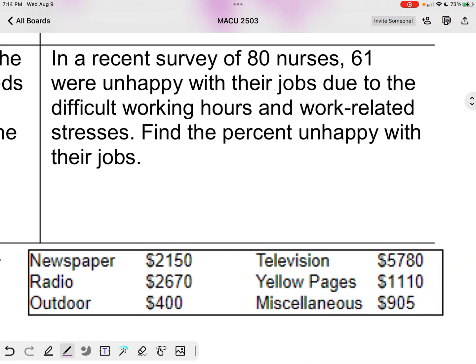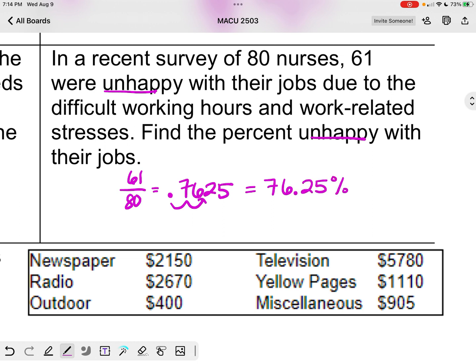In a recent survey of 80 nurses, 61 were unhappy with their jobs due to the difficult working hours and work-related stresses. Go figure, I'm so sorry for them. Find the percent unhappy with their jobs. So we're going to do 61 being divided by 80. Calculator says 0.7625. And again, you need it to be a percentage, so go 2 places to the right. So this is the same as this percentage.